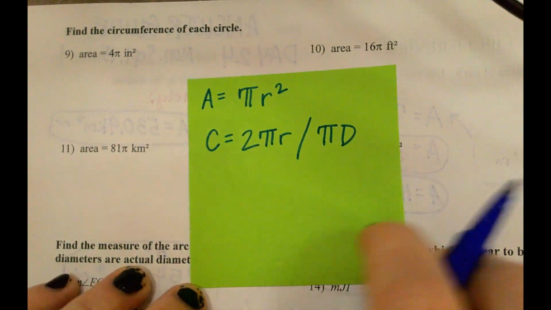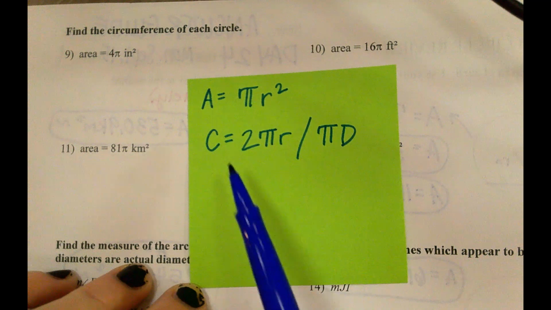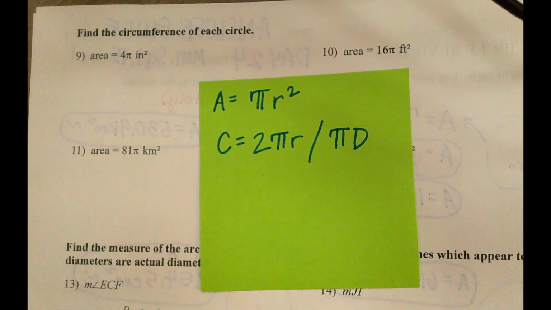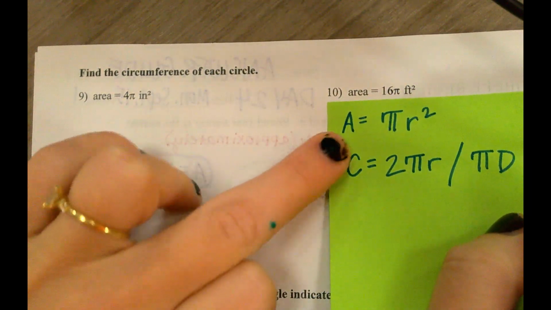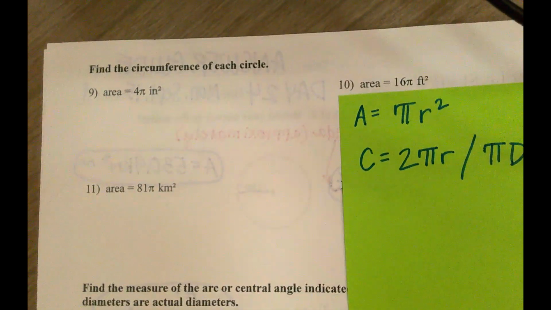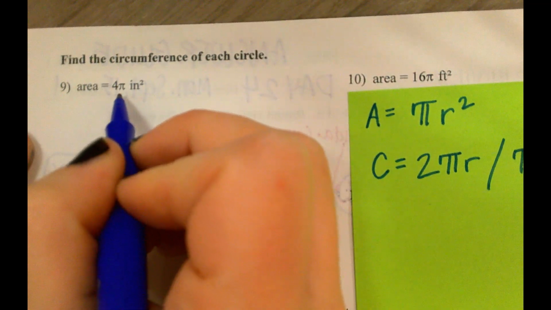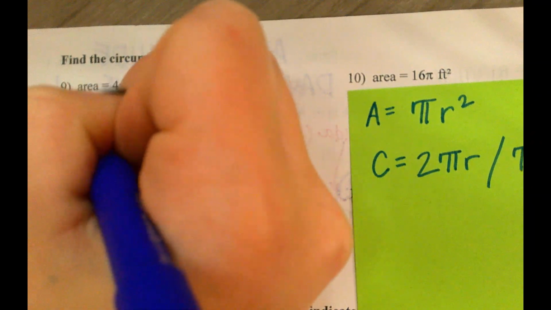Both ways exist. So if I'm given an area, but I need to find circumference, we need to start thinking about what measure is it that we need to find in order to get a circumference. And I'm going to show you a worked out example for number 9. And then I'll have you guys kind of help me with it. So for number 9, I have been given that the area is 4 times pi inches squared. So I'm going to write that out. Area equals 4 pi.